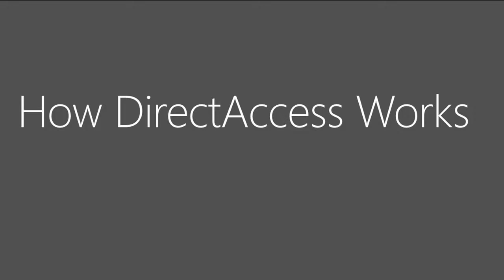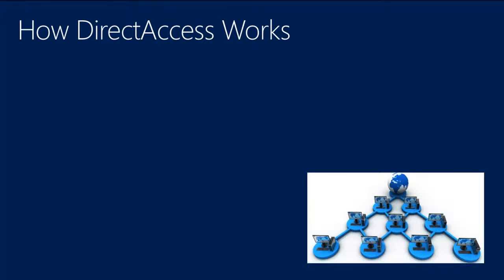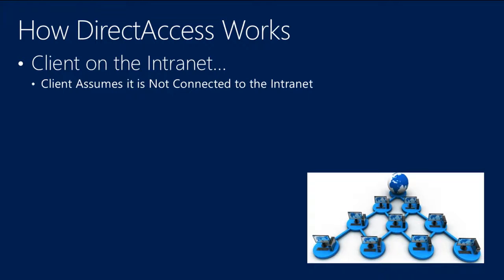So how does DirectAccess work? Well, let's walk through the scenario from the client side. Let's say we have a DirectAccess configured client. It's sitting on our intranet. The client assumes, when you start it up, that it is not connected to the intranet. And so the first thing it's going to want to do is look for that network location server, as I'd mentioned before. It's going to send out an HTTP probe. It's going to resolve a host name to an IP.